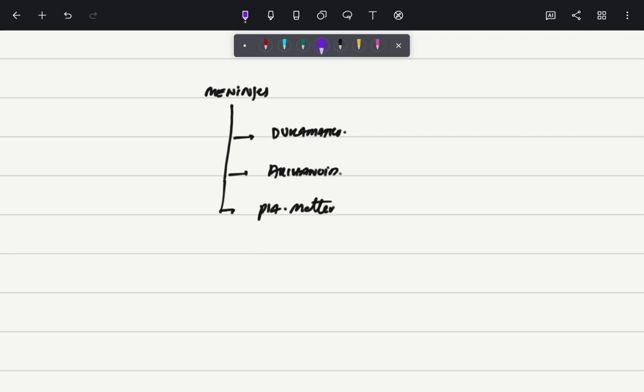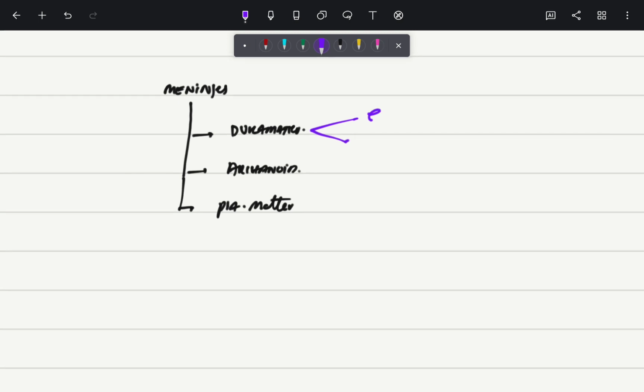So this dura mater is divided into two layers. Don't worry, I will draw the diagram. But first listen here. One is the endosteal layer, which is the outer part, and the other one is your meningeal layer, which is your inner part.